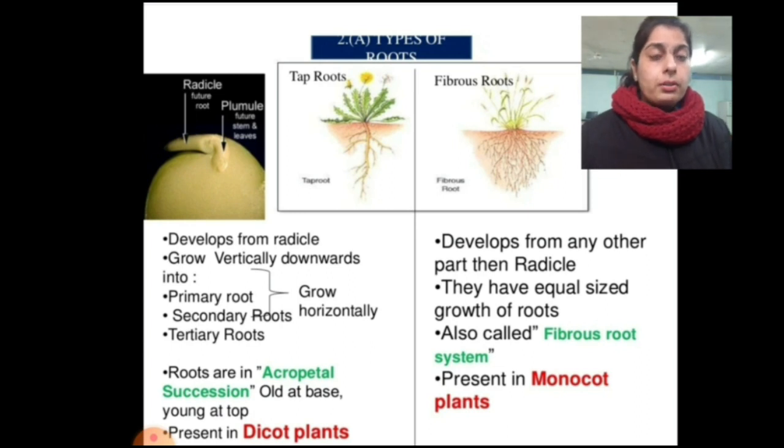Taproots show good anchorage in the soil, whereas fibrous roots have less anchorage in the soil. So that was the difference between the types of roots, taproot and fibrous roots. In our next session, we will go with the modification of roots.